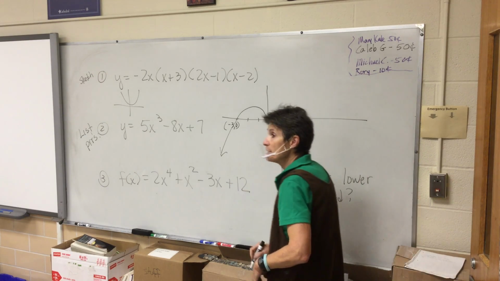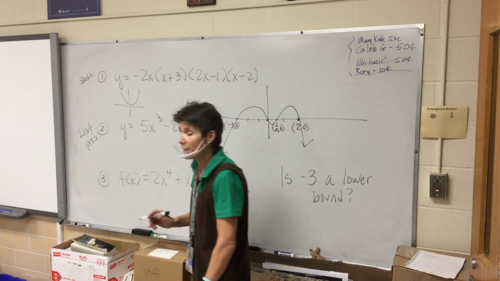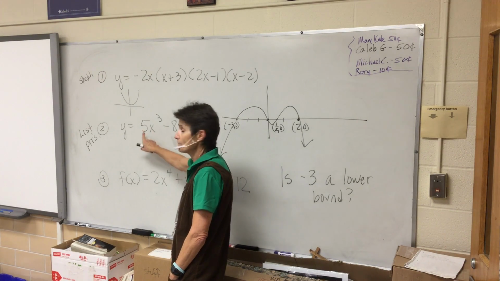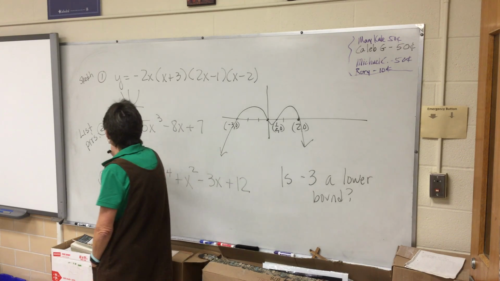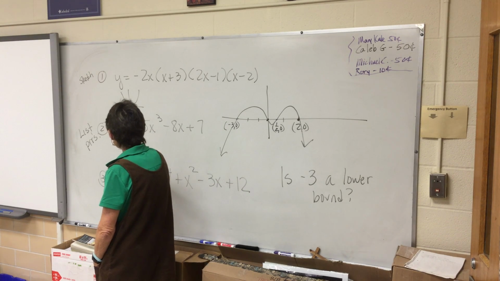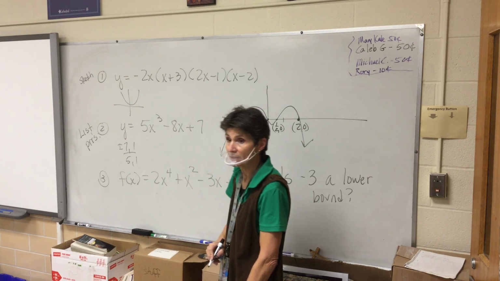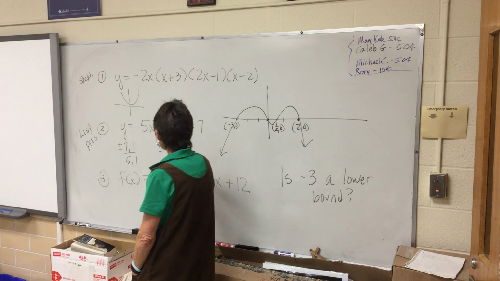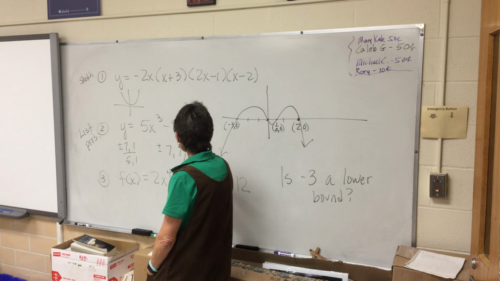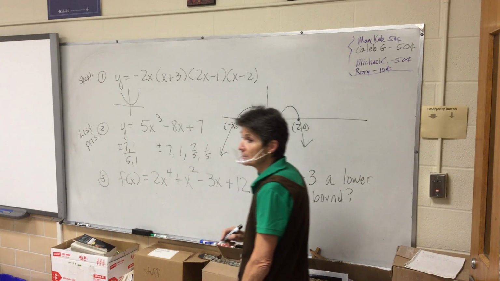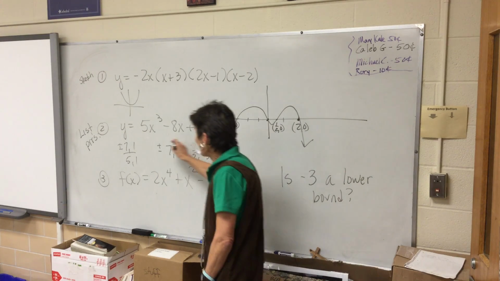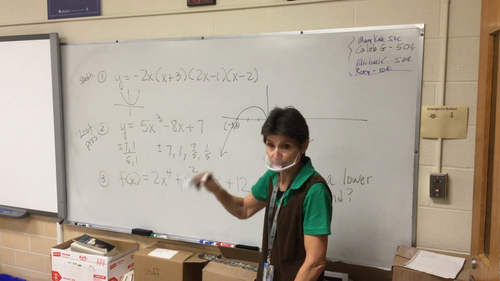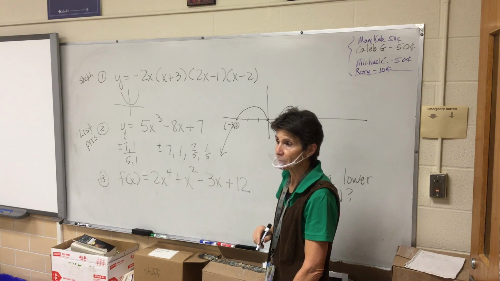Now, list the PRRs. PRR, possible rational roots, are factors of the constant over factors of the leading coefficient. So the setup looks like this, right? Those are the factors of 7 and the factors of 5. Your list is 7 and 1, and 7/5 and 1/5. These are the actual numbers that you would guess if you had to guess the roots.